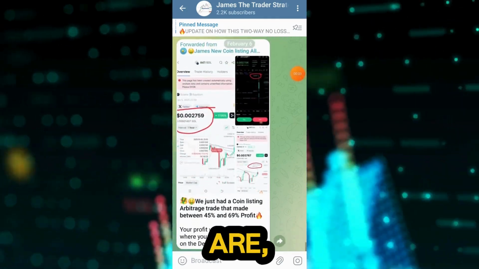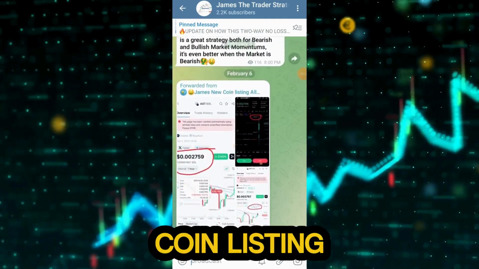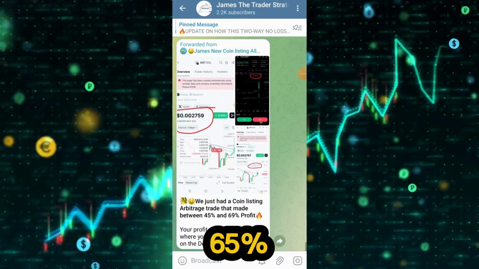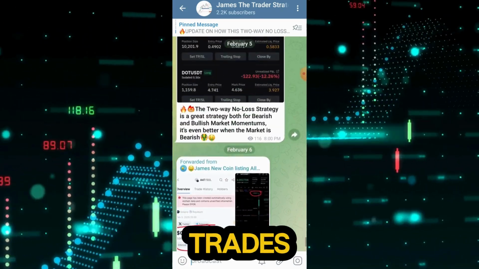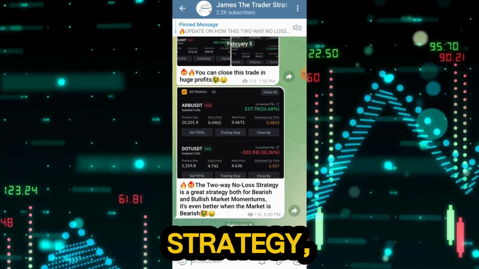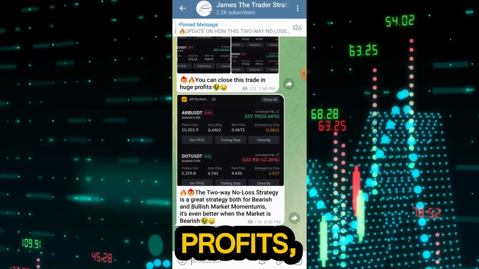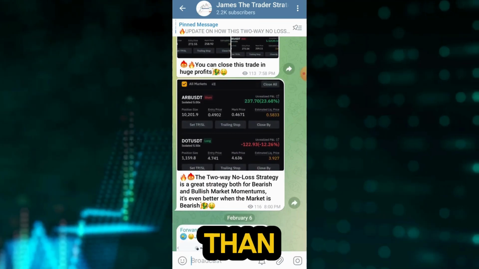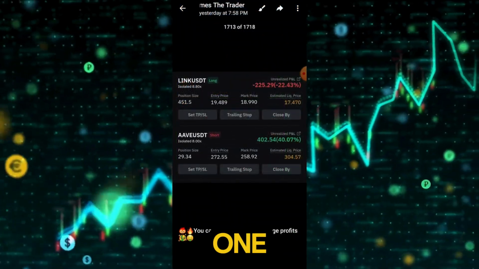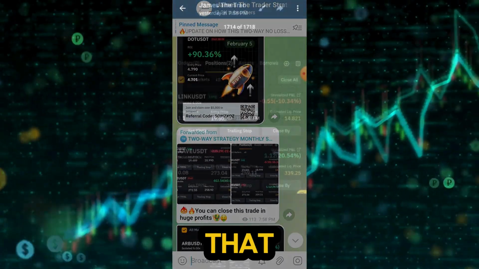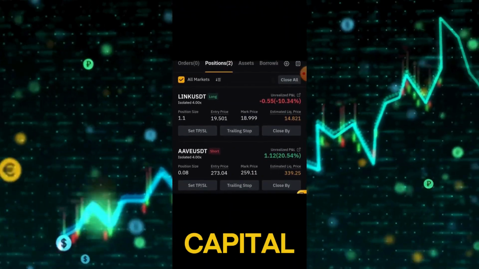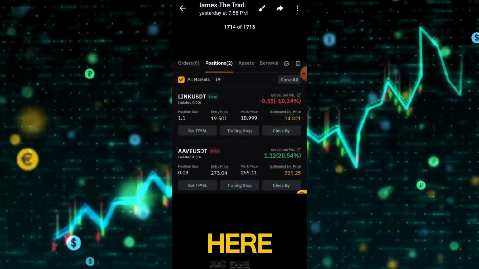Now here we are. See the profits we made on this coin listing arbitrage trade, 5% and 65% profit. Here were some trades we took using the two-way no-loss strategy. They all ended up in profits. This one made more than $100 profit. This other one made almost $200 in just a single trade. Even with a $10 capital, we made 50 cents here on this particular trade.